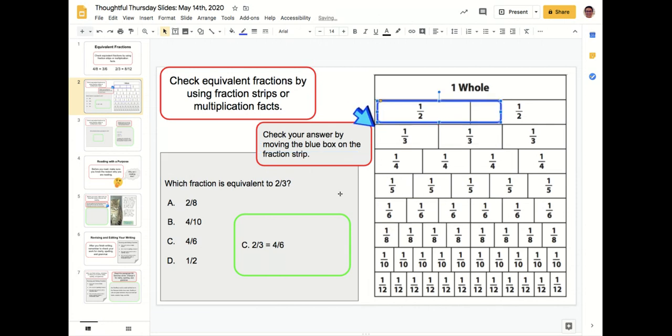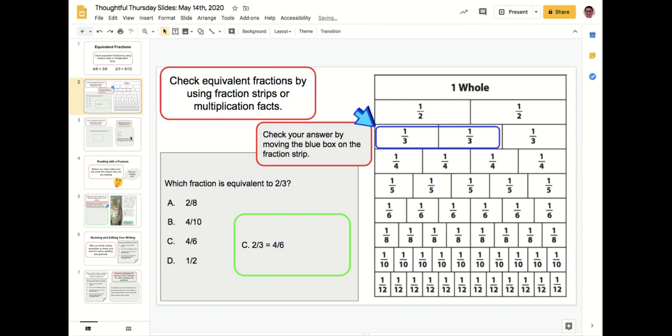No, 2/3 is bigger than 1/2, so they are not equal. Again, we were able to check our work by using fraction strips. Let's go to the next problem.